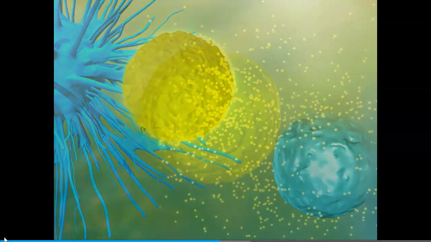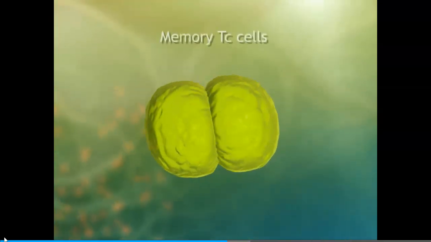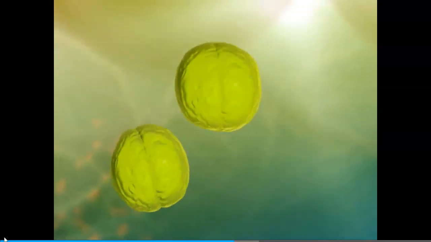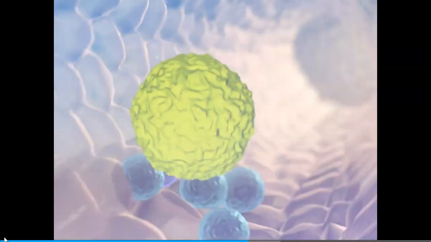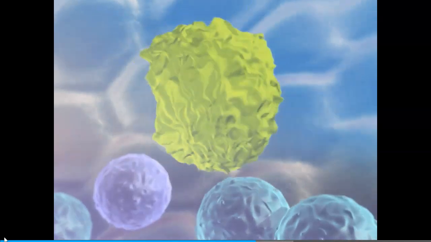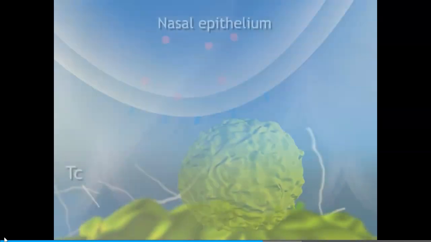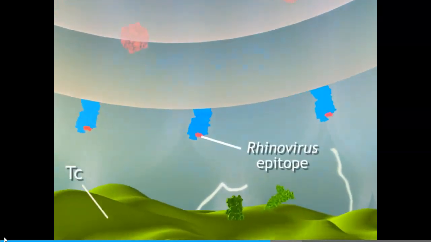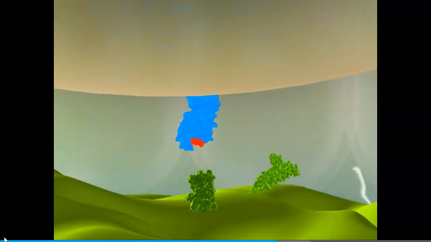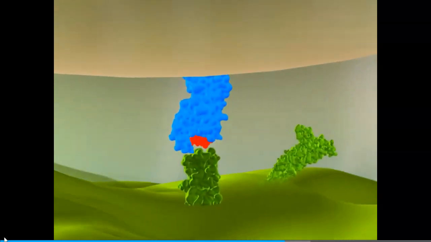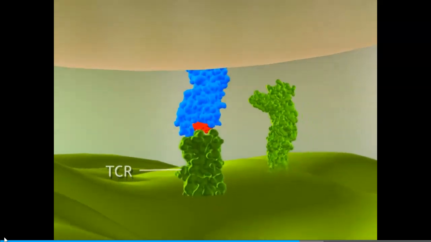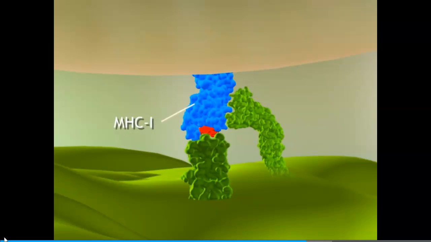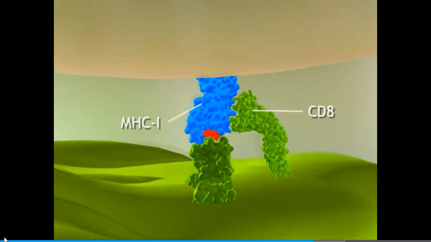clonal expansion occurs, resulting in some long-lasting memory cells ready for a subsequent exposure, and many active cytotoxic T cells, or CTLs, that leave the patient's lymph vessel to search for infected cells that present rhinovirus epitope with their MHC1. The epitope is recognized by the TCR of the cytotoxic T cell, and the MHC1 is recognized by the T cell's CD8 glycoprotein.